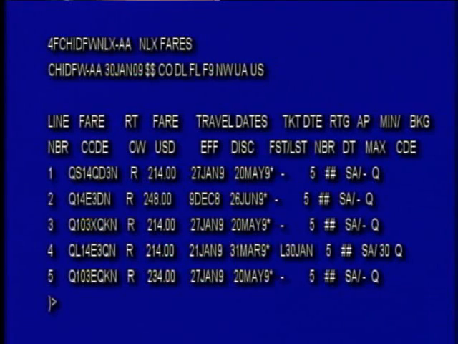Now there are the fares listed. I just listed the top 5 there, and you break it down. You have the fare code, whether it's a round trip or one way. The R, of course, means round trip. Then there's the fare. That's the fare including the 7.5% tax.